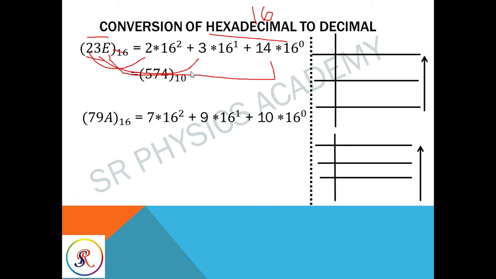So let's recheck whether 574 is correct or wrong. So we got 574 here. Suppose if we were getting 573 or 570, we won't get 23E. So that's the reason we are rechecking here.